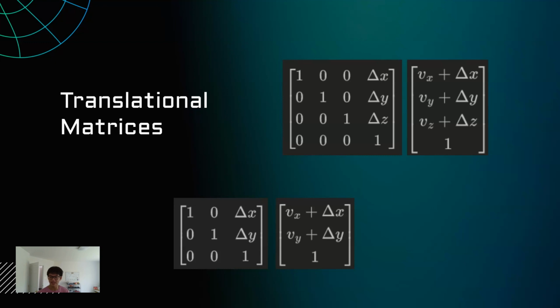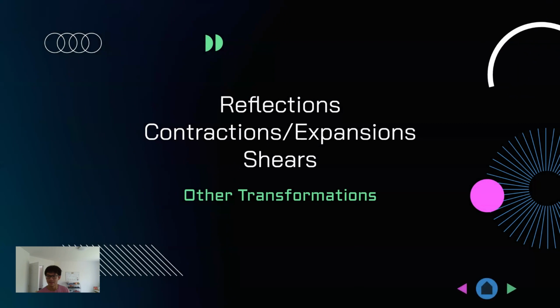The only change here really is the delta value, which is moving the whole object in x, y, and/or z. So there are other transformations that we've discussed in our class. There are reflections over axes, a point, or an origin. There are contractions or expansions, and there are shear transformations. Remember, a shear transformation is basically just creating a diagonally shifted image.